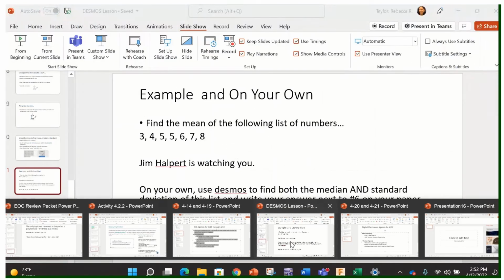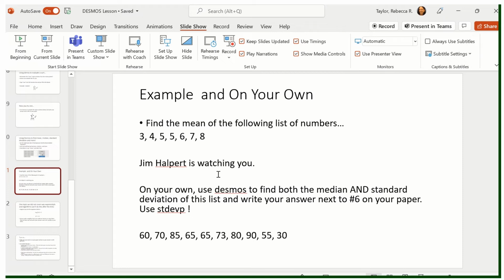All right, so what I want you to do, Jim Halpert is watching you. There's a story behind why that's in there, but I'm not going to tell it.